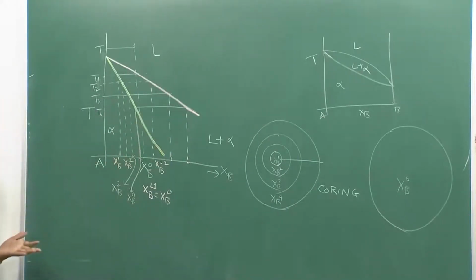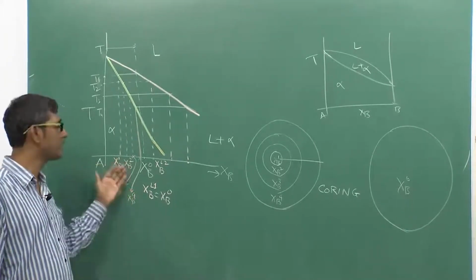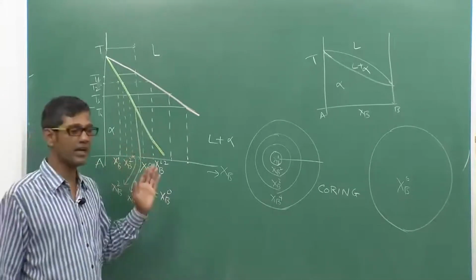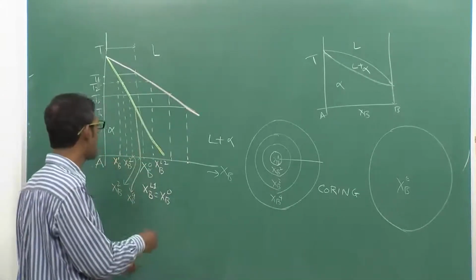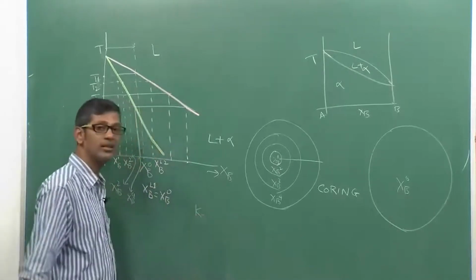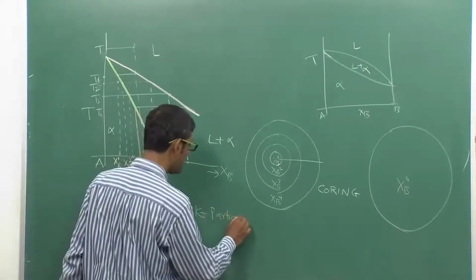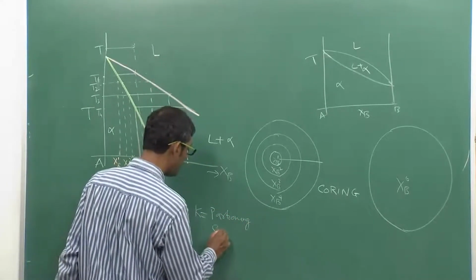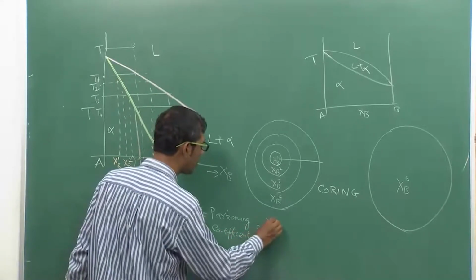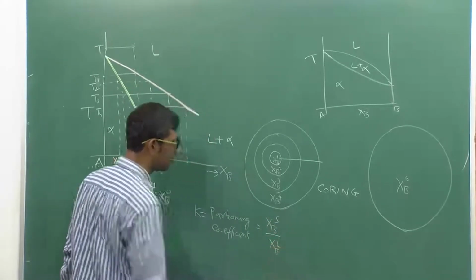Now the question is this: how can I scientifically analyze this problem, knowing this aspect, that is, solute partitioning from the liquid to the solid? How can we analyze that? Well, I will do that, but let me first define a parameter known as the partitioning coefficient K. The partitioning coefficient K is basically defined as the composition of the solid divided by the composition of the liquid. That is what it is.